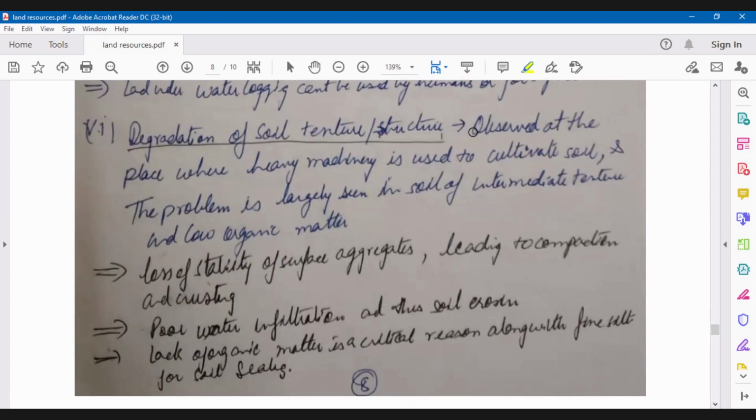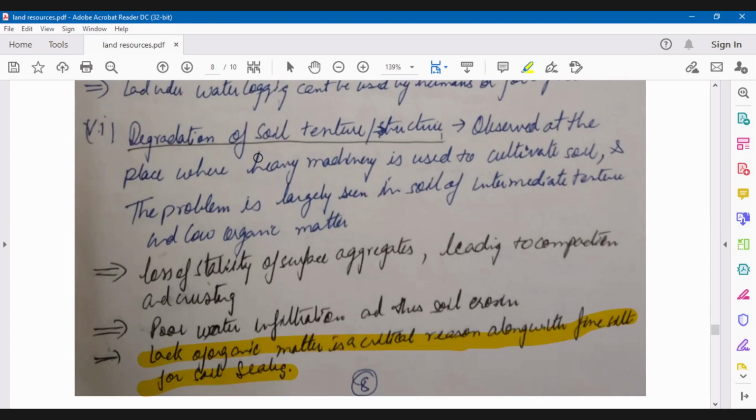Degradation of soil texture is observed at places where heavy machinery is used to cultivate soil. The problem is largely seen in soil of intermediate texture and low organic matter, with loss of stability of surface aggregates leading to compaction and crusting, poor water infiltration and soil erosion. Lack of organic matter is a critical reason, along with fine silt and soil sealing. So basically, soil texture is also important.